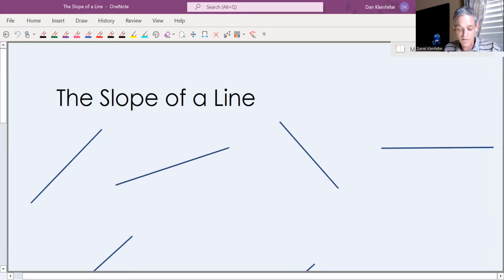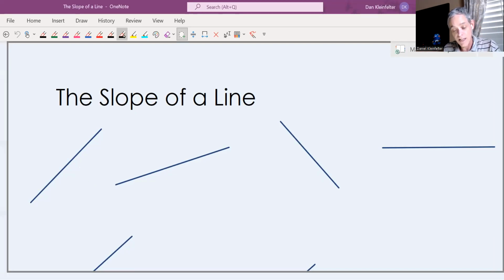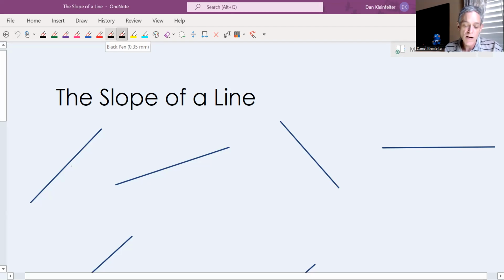Taking a look at the four lines on your screen now, it should look like the one on the left is steeper than the one on the right. Let me label these lines A, B, C, D. The slope of line A is going to end up being greater than the slope of line B. Out of all of these, the two that would have positive slopes are A and B. There's only one that has negative slope, and that would be C. A and B both have positive slope.